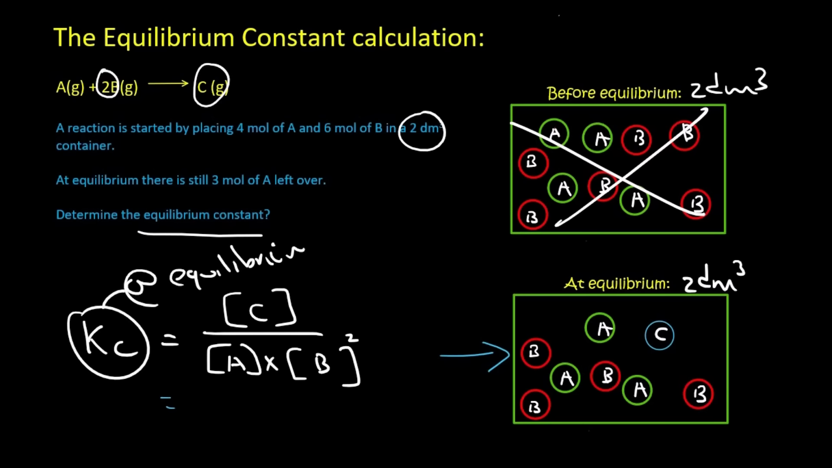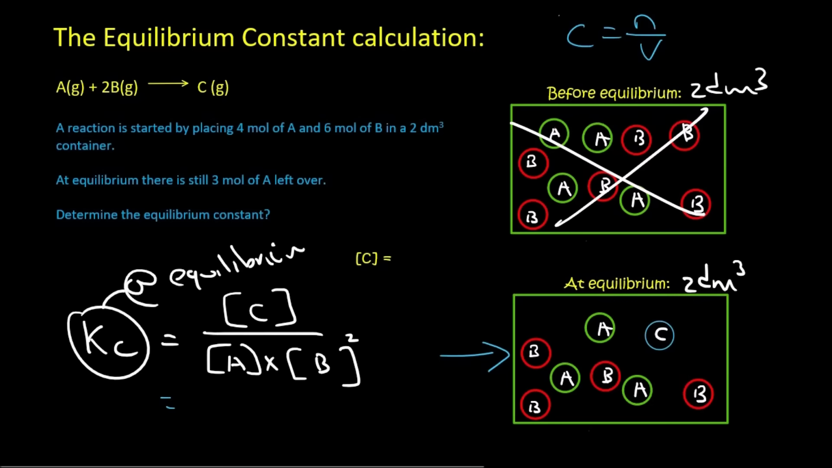So let's have a look. At equilibrium, we have 1 mole of C. But now remember, to calculate concentration, you have to use c equals n over V. And so the concentration of C would be equal to its number of moles, there's only 1, divided by the volume of the tank, which is 2. And so the concentration of C would be a half.